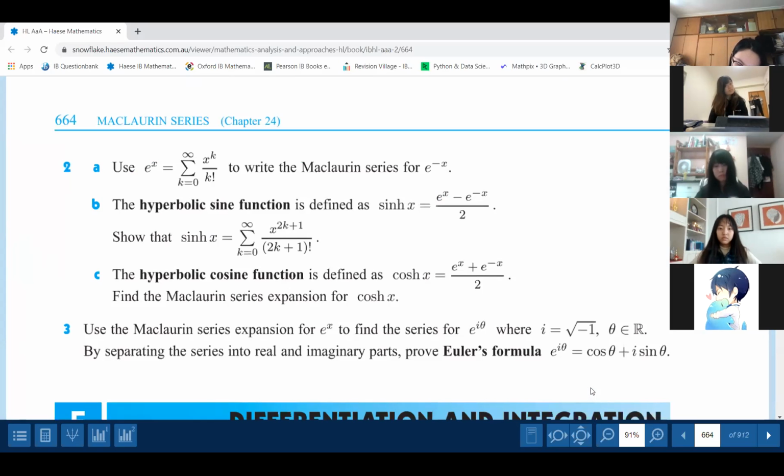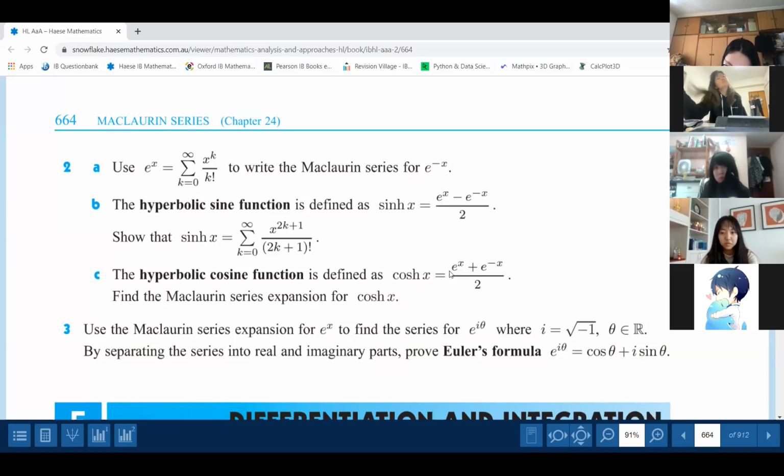We have something called hyperbolic function, which is not in your syllabus, but you don't need to worry. The hyperbolic sine function is given as this. Show that the hyperbolic sine is this. So all you have to do is use your Maclaurin series. Again, you have the series for exponential x. You find the series for exponential minus x by just replacing x with minus x in this. Understand? And then you subtract them and everything is multiplied by 1/2. And you should be able to come up with this.